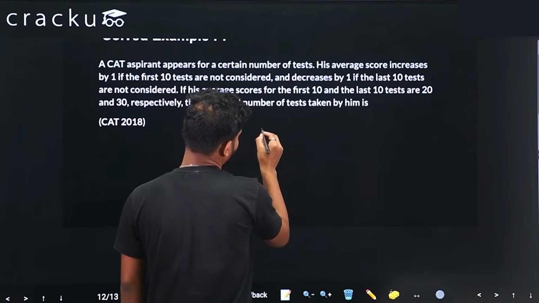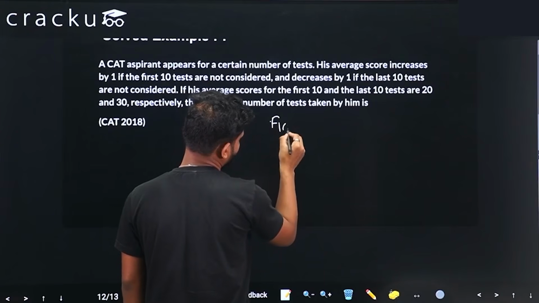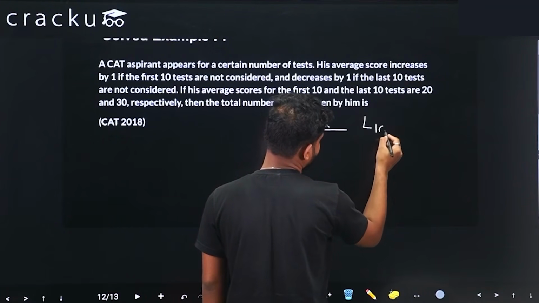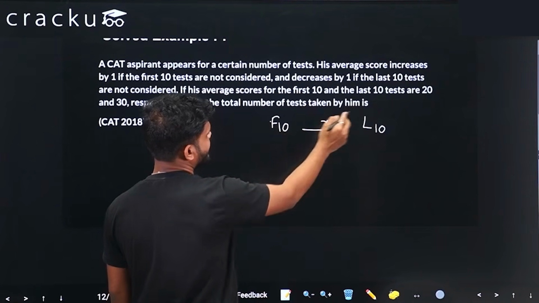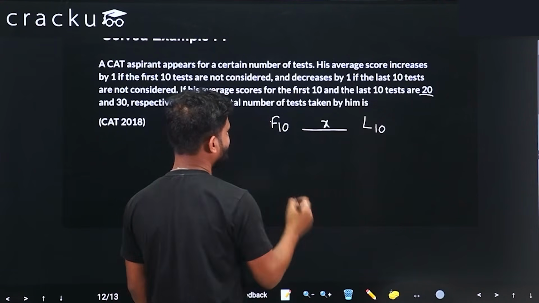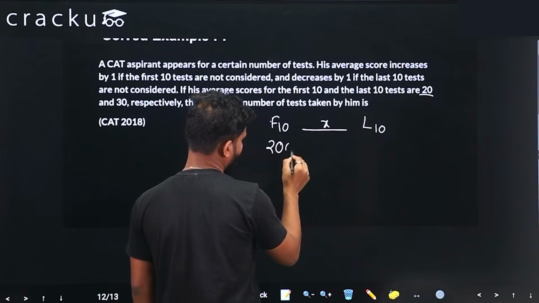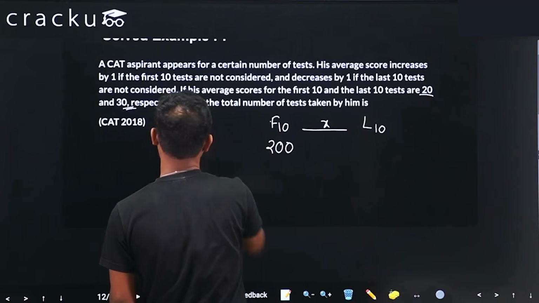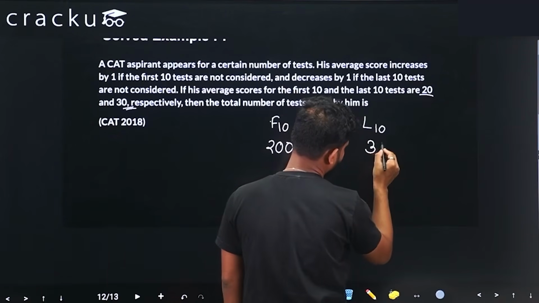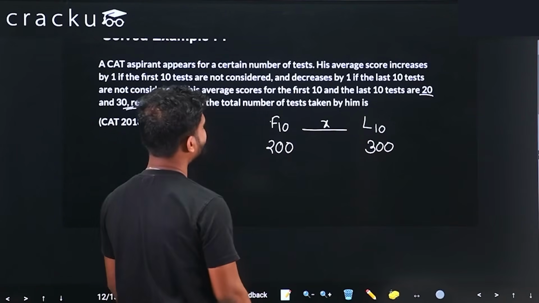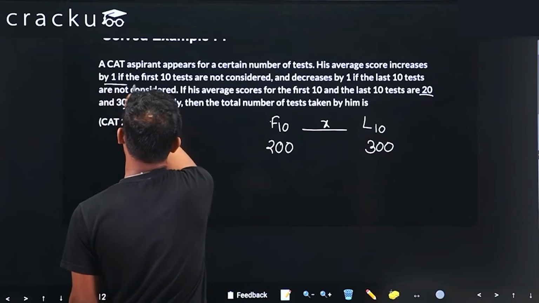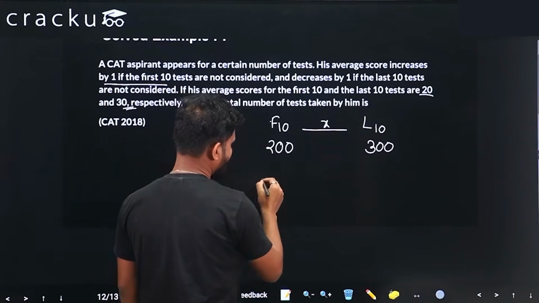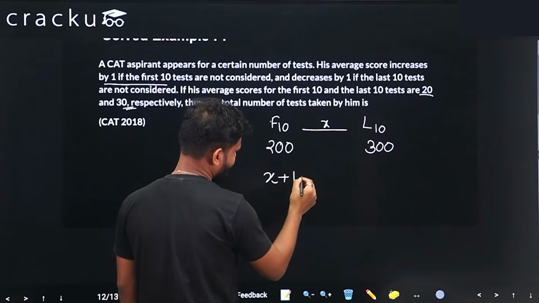Let us say there are first 10 tests, then there are some tests in between, let us say x tests, and last 10 tests are there. The average of the first 10 tests is nothing but 20. So the total will be 200. Why? 10 into 20. Similarly, for the last 10 tests, the average is 30. So the total will be 300. It is saying that the average increases by 1 if the first 10 tests are not considered. So it means the last 10 tests, which is x plus 10.